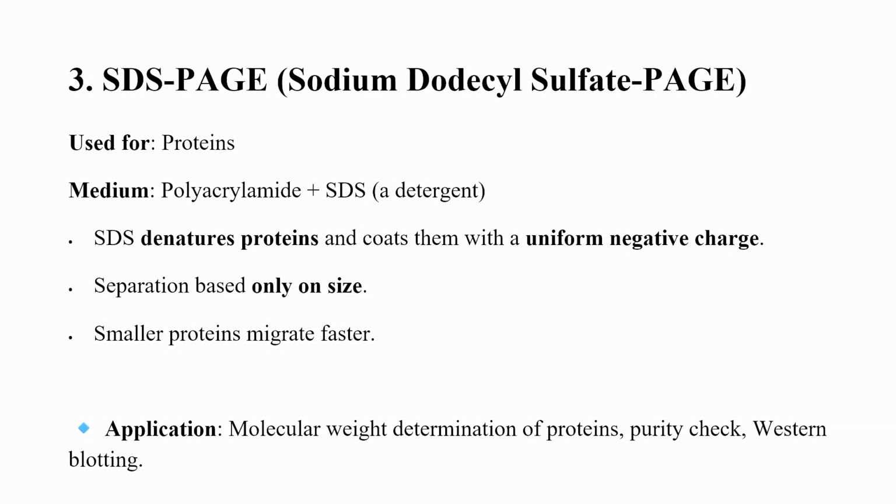Next is SDS-PAGE. SDS stands for sodium dodecyl sulfate polyacrylamide gel electrophoresis. It is typically used for proteins. Medium is polyacrylamide in addition to SDS, that is sodium dodecyl sulfate, which is a detergent basically. So SDS denatures the proteins and coats them with a uniform negative charge, so that separation is based only on size. Small proteins migrate faster. Application is molecular weight determination of proteins, purity check and Western blotting.